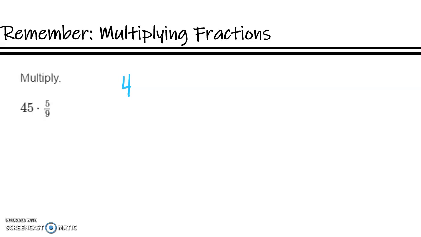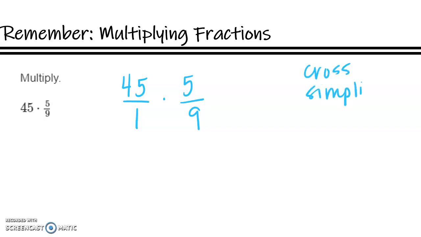Remember that both numbers have to be in fraction form, and they have to be to where there's only one number on top and one number on bottom, so you cannot have mixed numbers. So we're multiplying 45, I place that over 1, times 5 over 9. Remember that when you are multiplying fractions, you can do something called cross simplify. And if you need some more explanation about that, let me know and I can give you a little lesson on cross simplifying, but basically that means that the numbers that are diagonal from one another can be simplified by a common factor if possible.